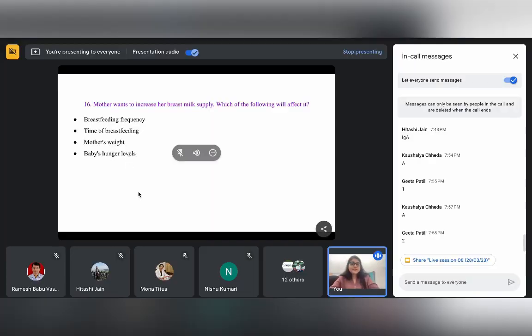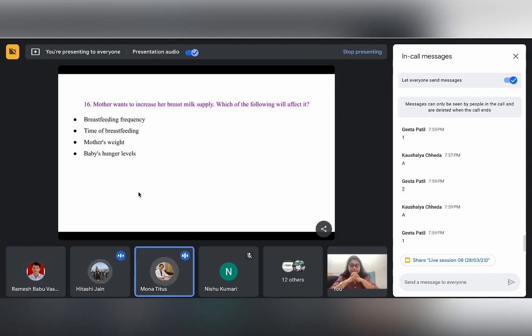A mother wants to increase her breast milk supply. Which of the following will affect it? What do you think will affect the breast milk supply? The options are breastfeeding frequency, time of breastfeeding, mother's weight, baby's hunger levels. Even breastfeeding frequency and baby's hunger levels both. I think all three options are correct, ma'am. The time of breastfeeding is also important. The more the breastfeeding, the more will be the supply of milk, and the more hungry the baby is, the more demand he'll have.